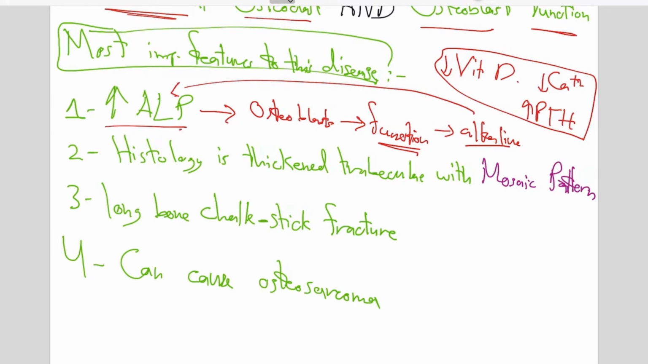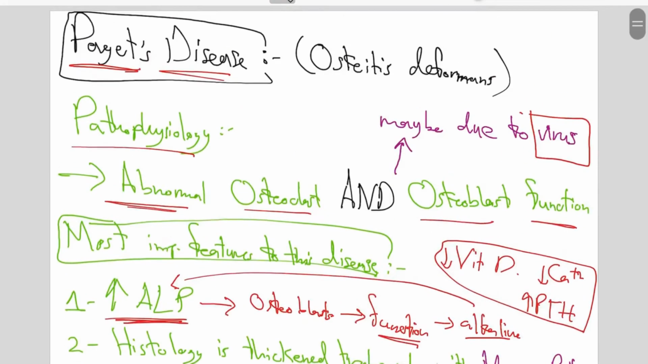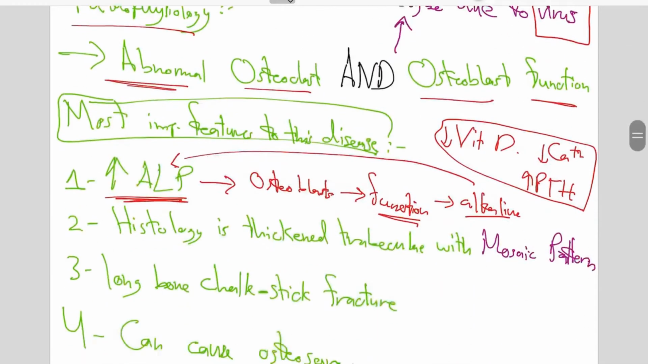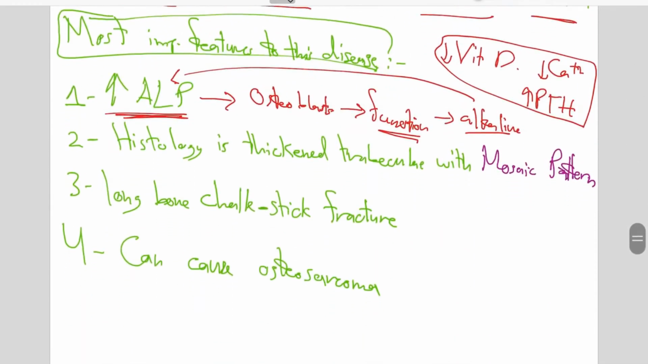So when we have high ALP, your differential diagnosis is going to be either between osteomalacia or Paget's. But how do we differentiate? We ask for lab findings that indicate vitamin D, calcium, or PTH. If they were normal, Paget's. If they were not normal, with decreased vitamin D, decreased calcium, and high PTH, that could indicate osteomalacia, which again was explained in the video that I put before this.